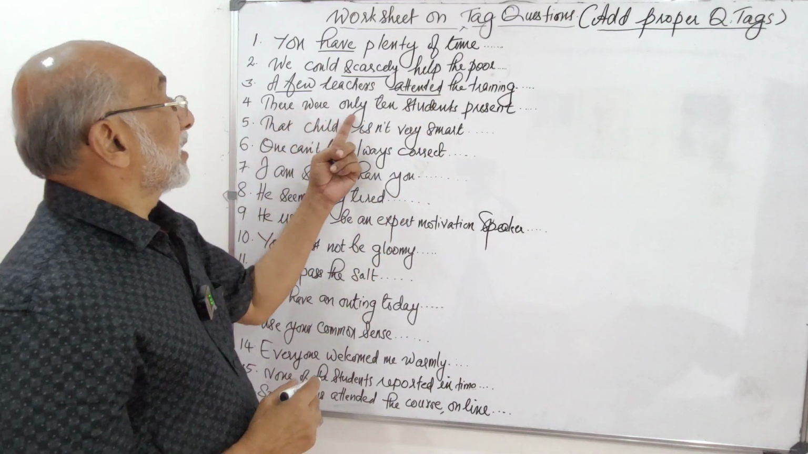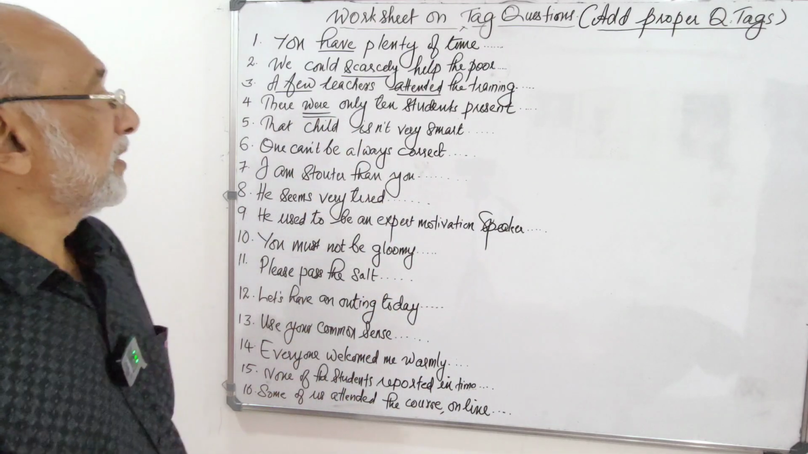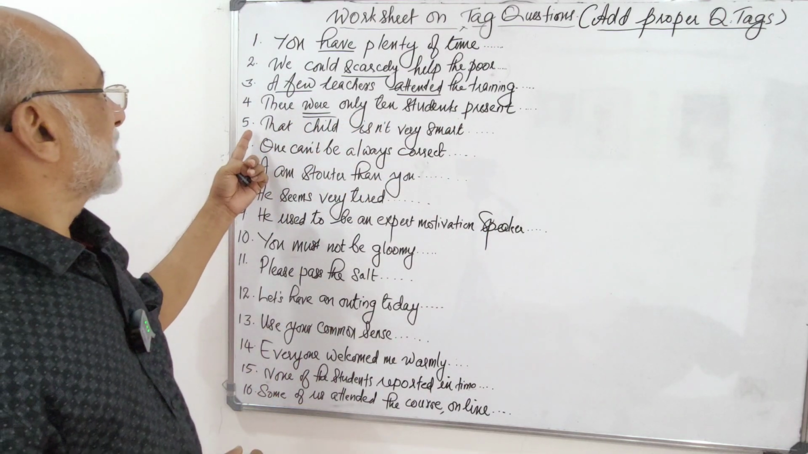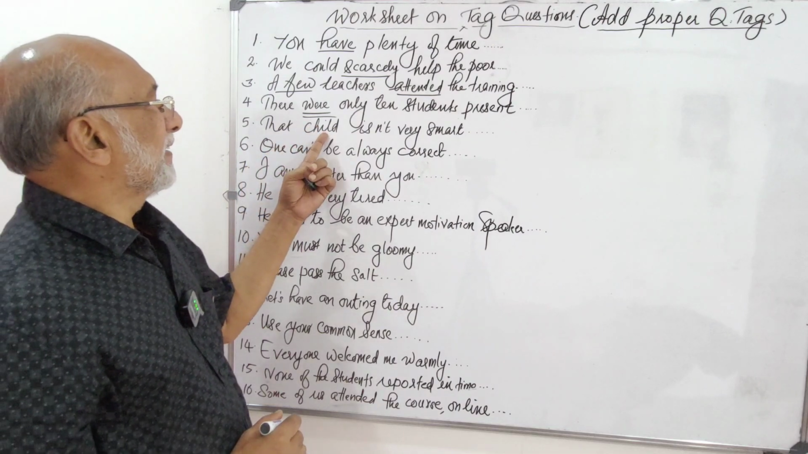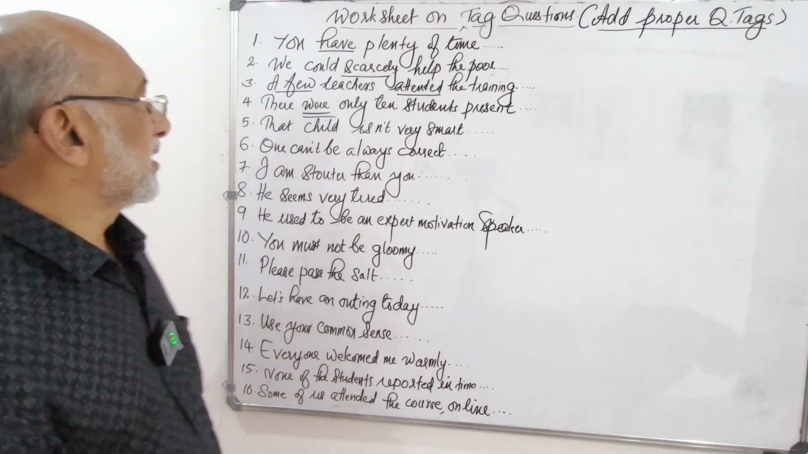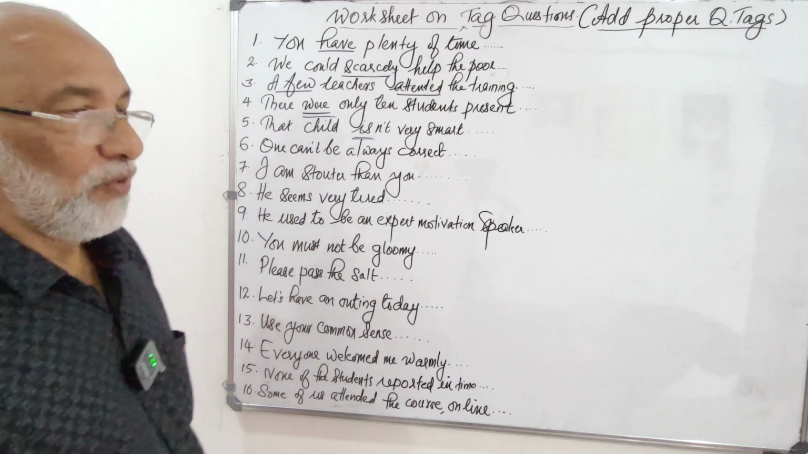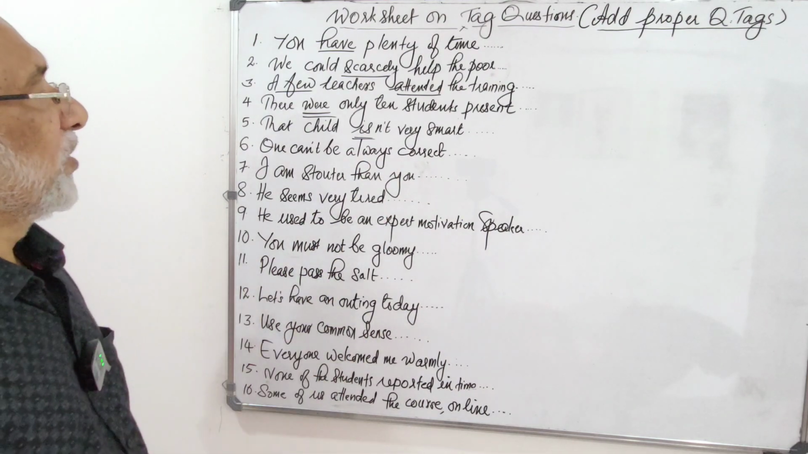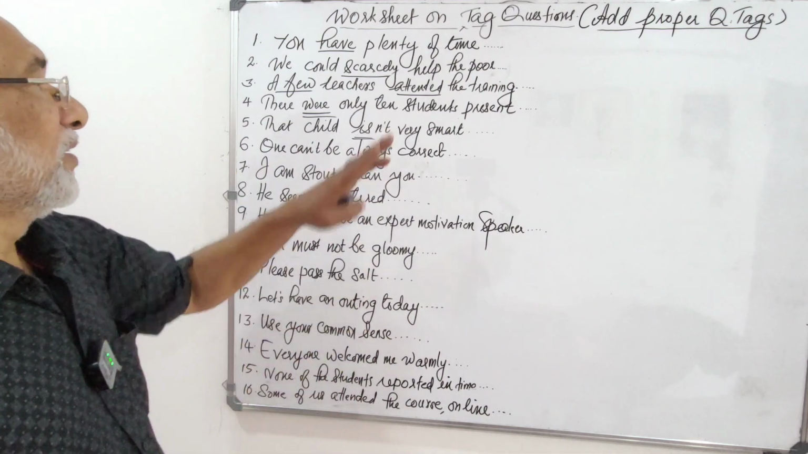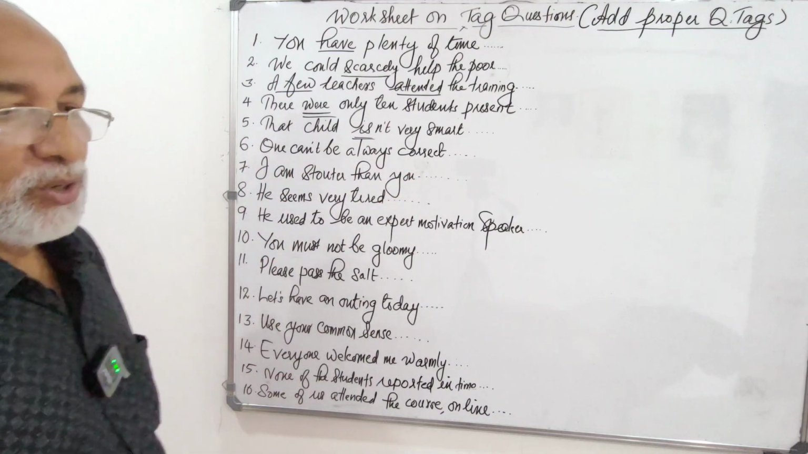Fourth one, there were only 10 students present. Here, there is an auxiliary verb. There were only 10 students present. Then, next one, that child isn't very smart. That child isn't very smart. Here it is negative and is there. That is the form of be. Then what is to be used or how the tag is to be attached, do it. Then sixth one, one can be always correct.